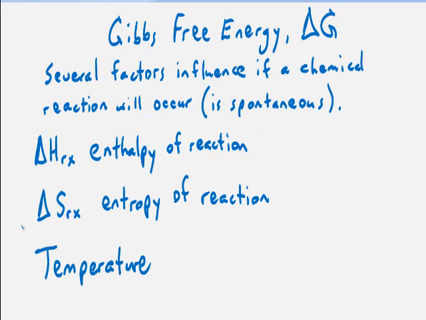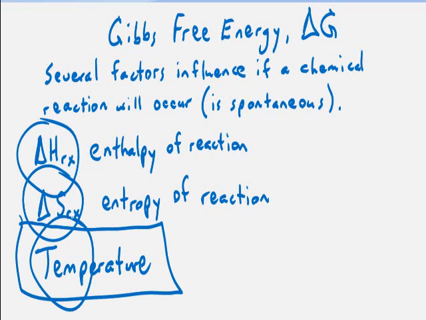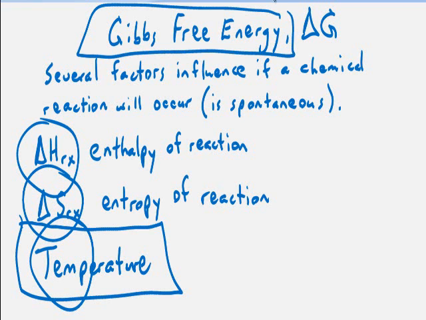A third factor that influences reaction spontaneity is the temperature. The absolute temperature under which the reaction is occurring is essentially a measure of the kinetic energy available to the reaction. So we have delta H, delta S, and temperature all work in concert to determine how much free energy is available to cause a reaction to occur and be spontaneous, or to not occur, which would be a non-spontaneous reaction.